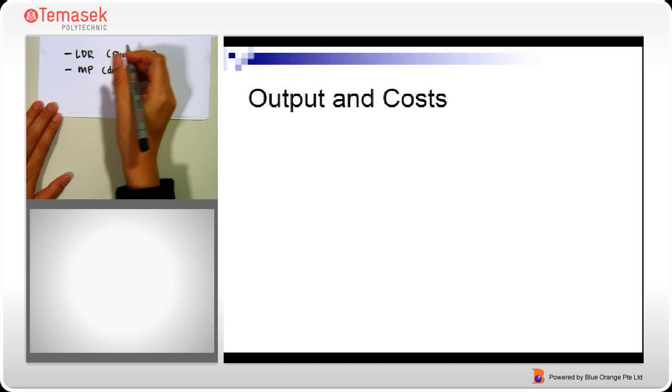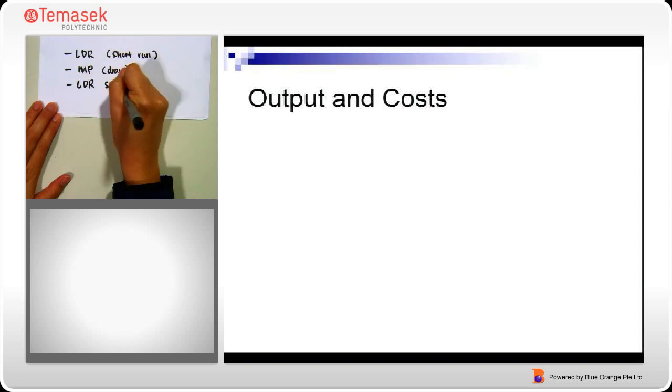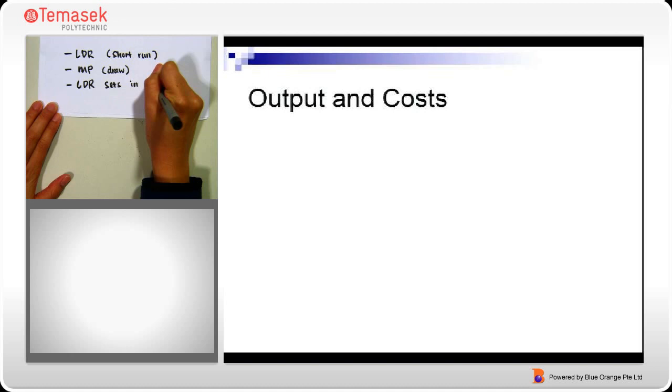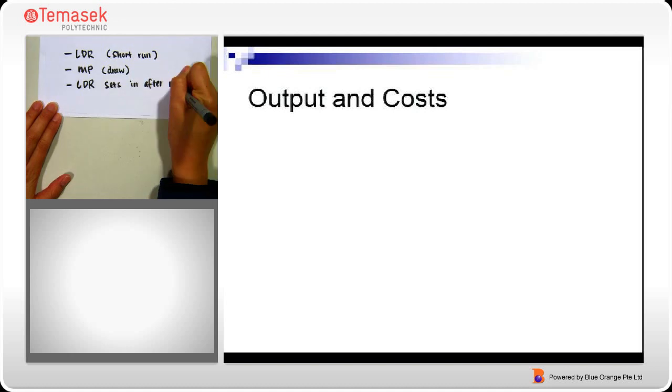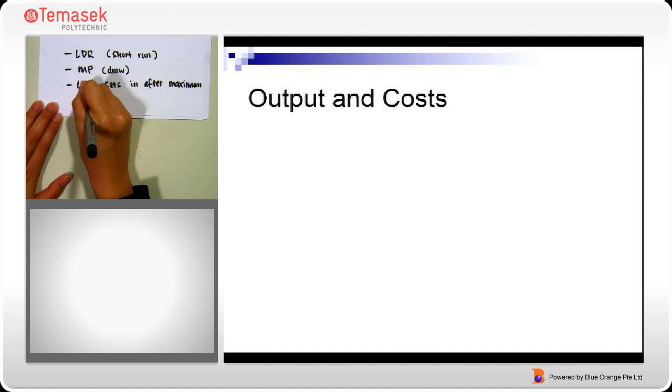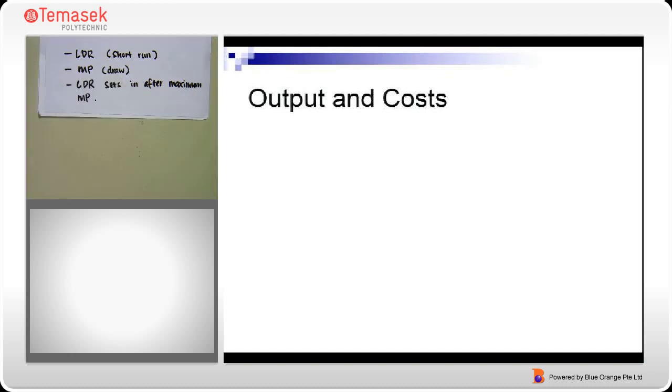So the law of diminishing returns sets in after maximum MP. And the law states that if you have more and more labor being added to a fixed amount of capital, the marginal product of labor will fall. So you use the diagram to explain or to account for the shape of MP. So that's the first part on output and cost.